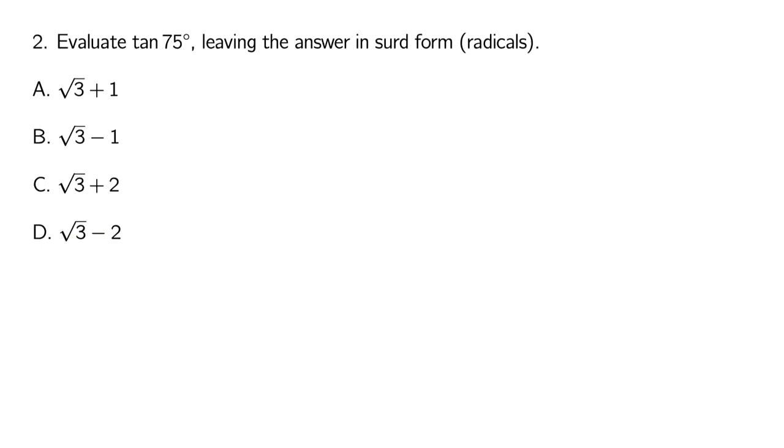The next problem says evaluate tan 75 degrees, leaving the answer in surd form or radicals. What we do here is to write 75 degrees in terms of angles whose trigonometric ratios we know. So we know that 75 degrees we can break it down into 30 degrees plus 45 degrees. And we like 30 and 45 because we know the trig ratios for 30 and 45.